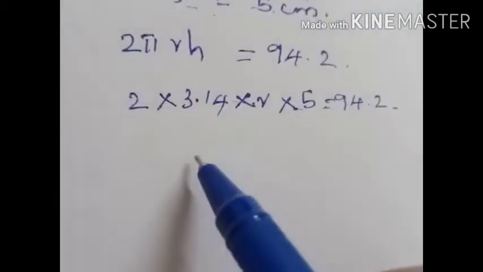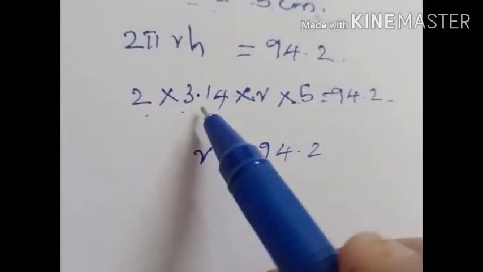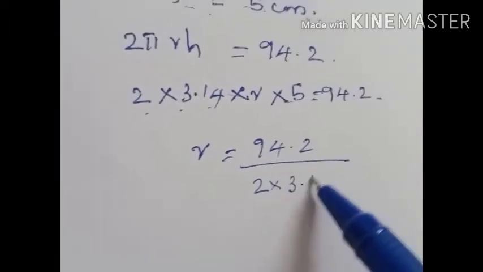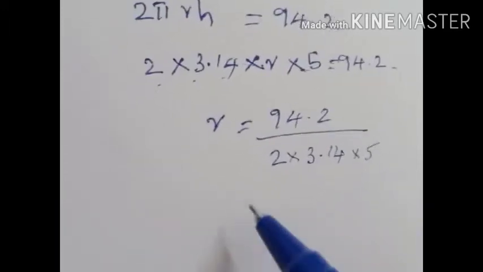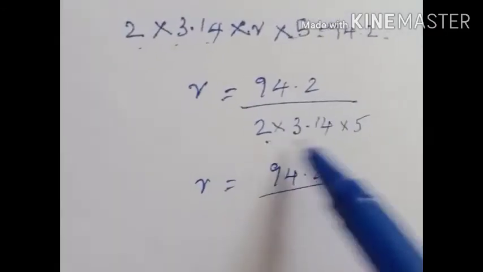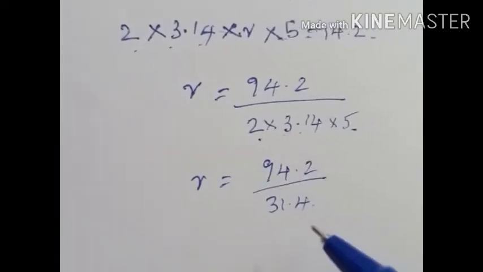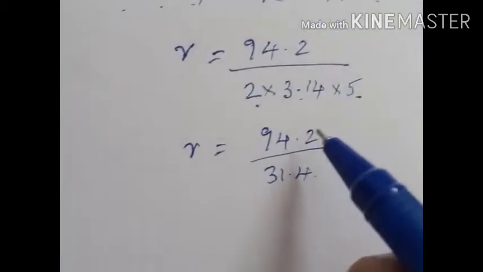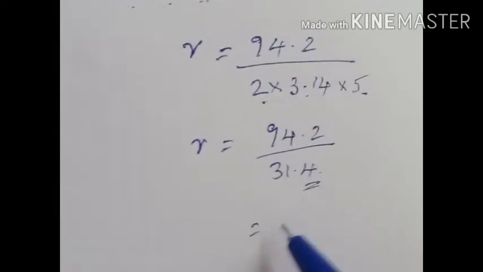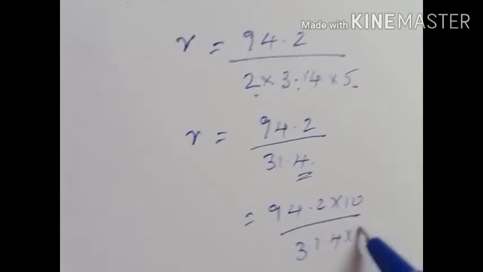Then from here we have to find radius R by transposing the terms to right side. So here all the other terms are in numerator, so that we should write in the denominator: 2 into 3.14 into 5. Now R is equal 94.2 by here 2 into 5 is 10. 3.14 into 10 is 31.4. Then here we have to multiply both the numerator and the denominator by 10, because here one digit after decimal in the denominator. So this is equal 94.2 into 10 by 31.4 into 10.